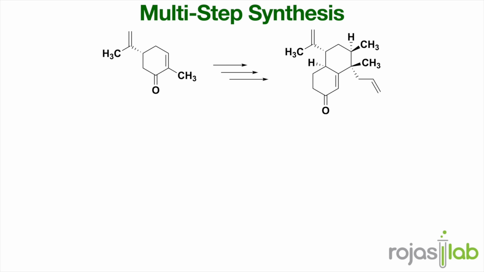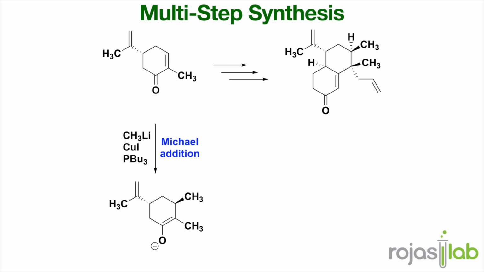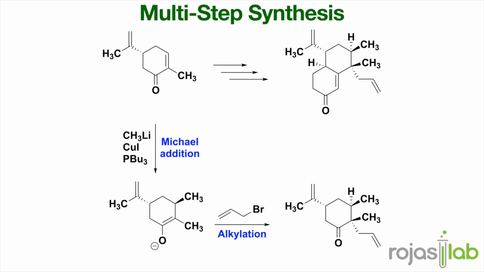First up, we're going to do a Michael addition. Using this organolithium reagent, copper iodide, and you probably need a little tributylphosphine. Using allylic bromide, we can append that carbon-to-carbon bond to our molecule.